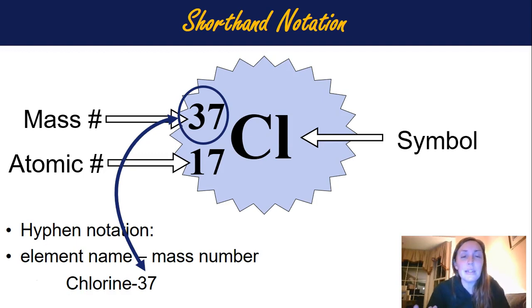That's telling exactly what type of chlorine it is. Remember, I don't need to tell the atomic number because it's understood. Chlorine is always atomic number 17. It never, ever, ever changes. So in hyphen notation, we just skip the 17. We do write out the whole name of the element.